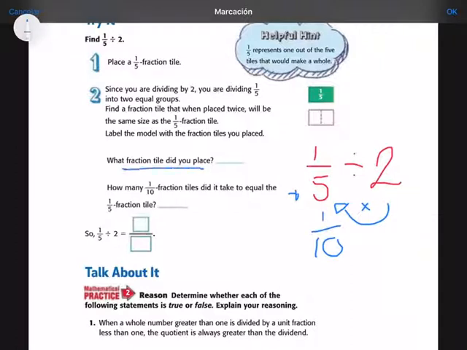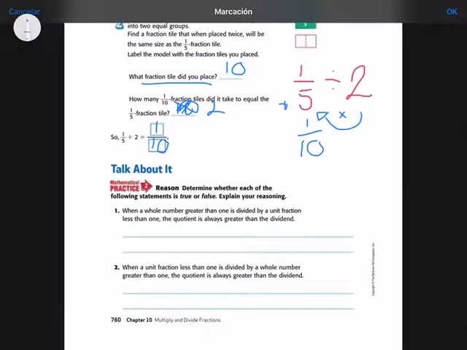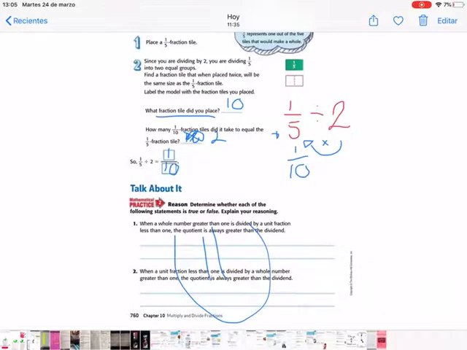So what fraction tile did you place? 10. How many 10th fraction tiles did it take to equal the 5th? Oh, 2? I think that it was 2. I don't remember. Let's put 2. So it says 1/5 divided by 2 is equal to 1/10. Okay? Here in talk about it, we are going to make a happy face. We don't answer talk about it. We already know that. And it's ready.